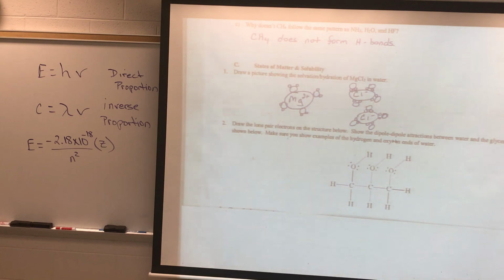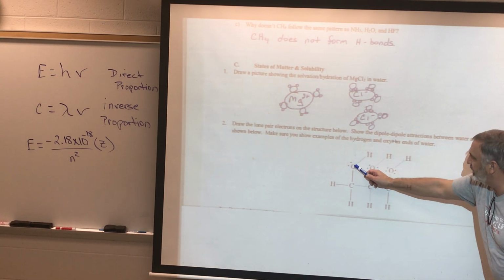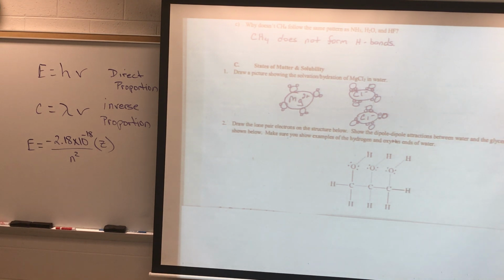Another thing you need to be able to do is identify, draw the lone pair. Well, I drew the lone pair in already. Each oxygen has the lone pair. Show the dipole attractions between water and the glycerol molecule. Make sure to show examples of the hydrogen and oxygen ends of the water.